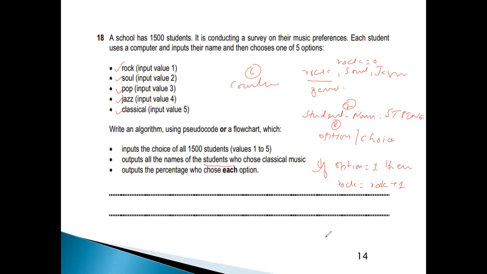Then not else. You can use an if condition for every one. If option slash choice equals two, then soul equals soul plus one. Don't write not equals. Just use one variable, option, with if.